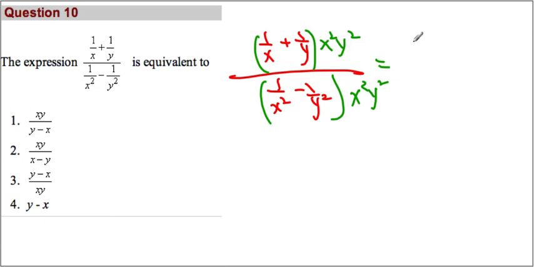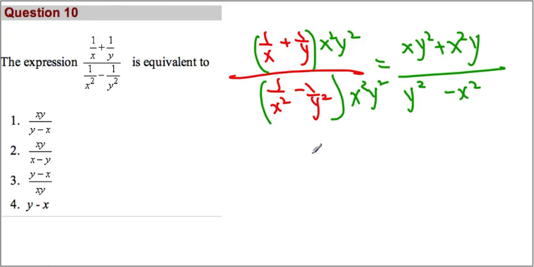Then here x cancels out. We have x y squared plus y's will cancel out. X stays the same, so x squared y, entire thing divided by here. We have x squared cancels out. We have y squared left minus x squared left.